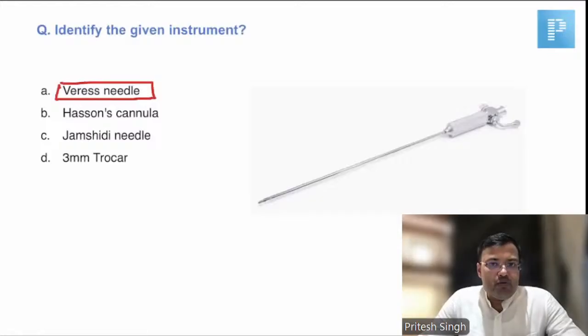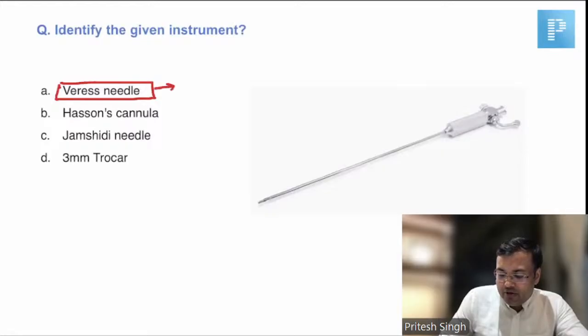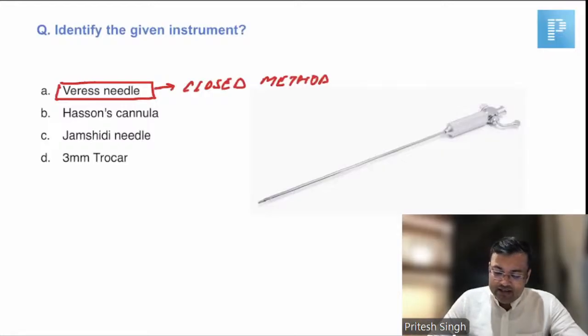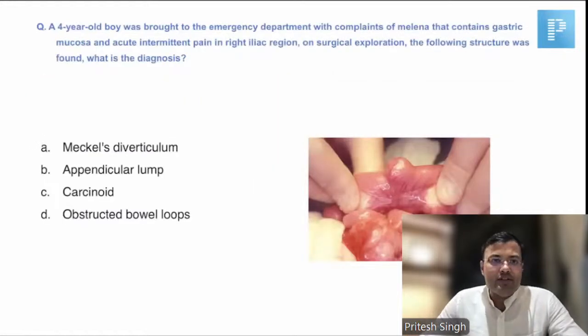There is Hasson cannula also. Hasson cannula is the open method of creating pneumoperitoneum. But Veress needle is the closed method of creating pneumoperitoneum. Clear, guys? So what is the correct answer? This is Veress needle. Okay. Now see the next question.